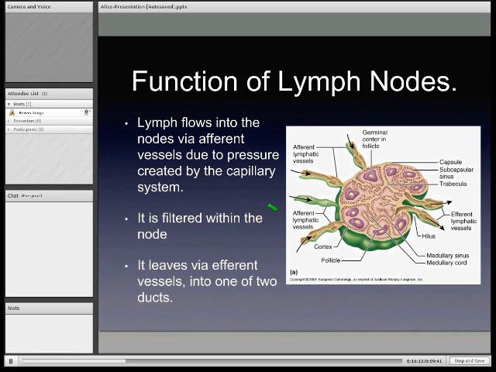Lymph is obviously filtered within the node, and it's filtered by resident phagocytic cells, for example macrophages, which remove any cell debris or bacteria. In addition to this, we also have specialized antigen-presenting cells, for example dendritic cells, which pick up antigens, process these antigens, and then finally present the antigens to lymphocytes that are therefore stimulated to produce antibodies. The lymph nodes become inflamed when there's an increase in the number of immune system cells, and that produces this characteristic symptom of lymphadenopathy.